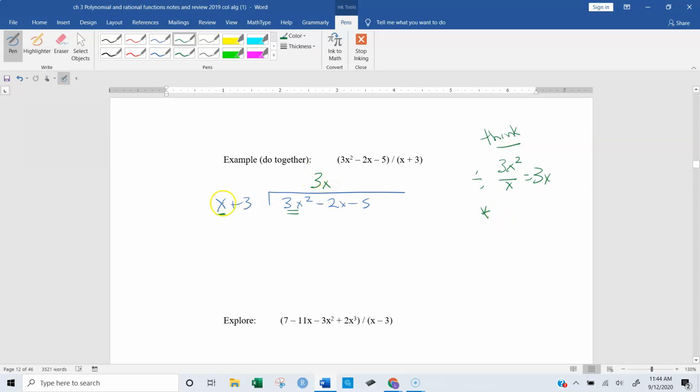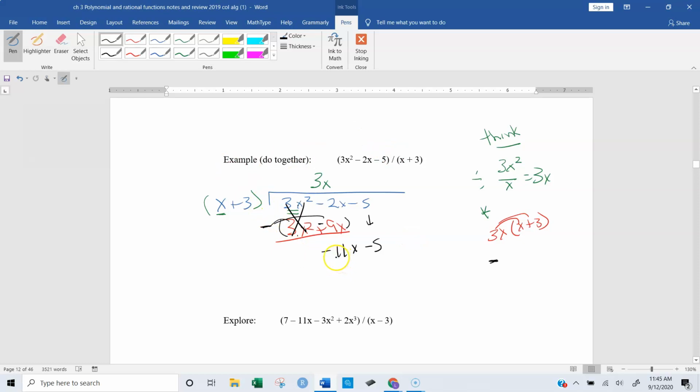Step 2 is you multiply. So now you take the 3x times everybody here. So that's 3x squared plus 9x. This is what you did, right? Okay, your next step was subtraction. Now you're going to subtract. So I'm going to subtract everybody, which means I have to distribute this negative. So this is a negative 3x squared, and this is a negative 9x. So 3x squared minus 3x squared is gone. Minus 2x minus 9x is minus 11x. Bring down your next term and do it again.